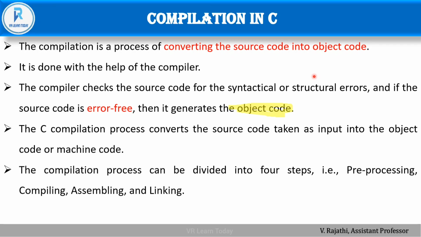The compilation process converts the source code taken as input into the object code or machine code. The compilation process can be divided into 4 steps: pre-processing, compiling, assembling and linking. In this video we are covering all those 4 steps.